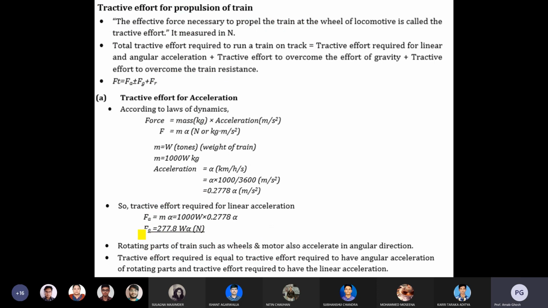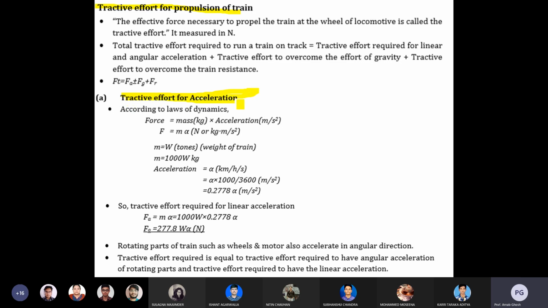Now the most important portion, the propulsion, tractive effort for propulsion. First one, the coefficient of adhesion means how much friction you need to overcome at the time of starting. Then what happens? Your EMU wheels start propelling. Okay. Now what do you need to do? You have to calculate. So what are the effects? Okay, tractive effort for acceleration.